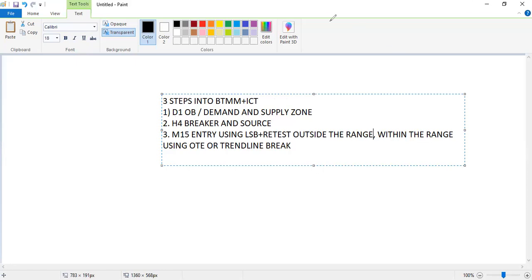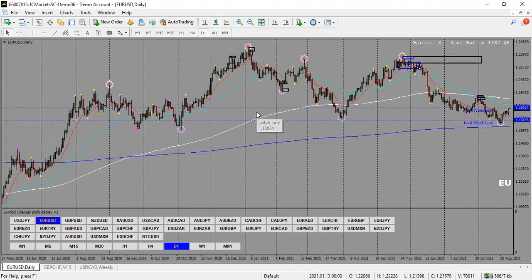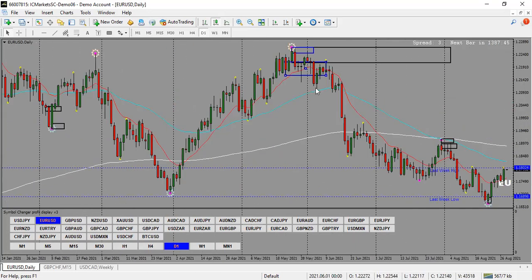Okay. Now, like I said, whenever a breaker and source is formed, a trend has changed bias from a bullish bias to what? A bearish bias. Now look here. This was our daily time frame demand zone, right? Yeah, these are daily time frame order blocks. Did you see that? So price did what? A retest of the order block, right? Which is something like this.